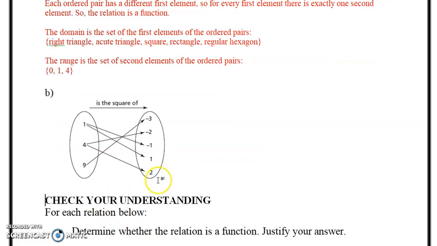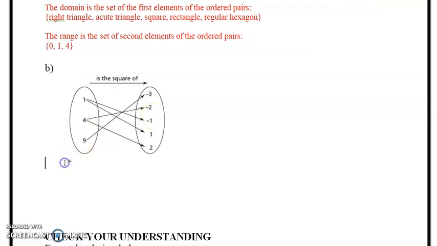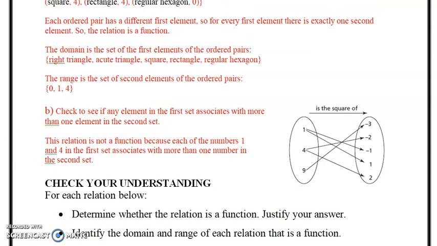Next we have a given arrow diagram, and we're going to determine whether this is a function or not. Okay. So in part B, all we have to do is check to see if any element in the first set associates with more than 1 element in the second set. You can clearly see that 1 is associated with -1 and +1. We can see that 4 is clearly associated with -2 and 2. So there are 2 examples of why this is not a function.